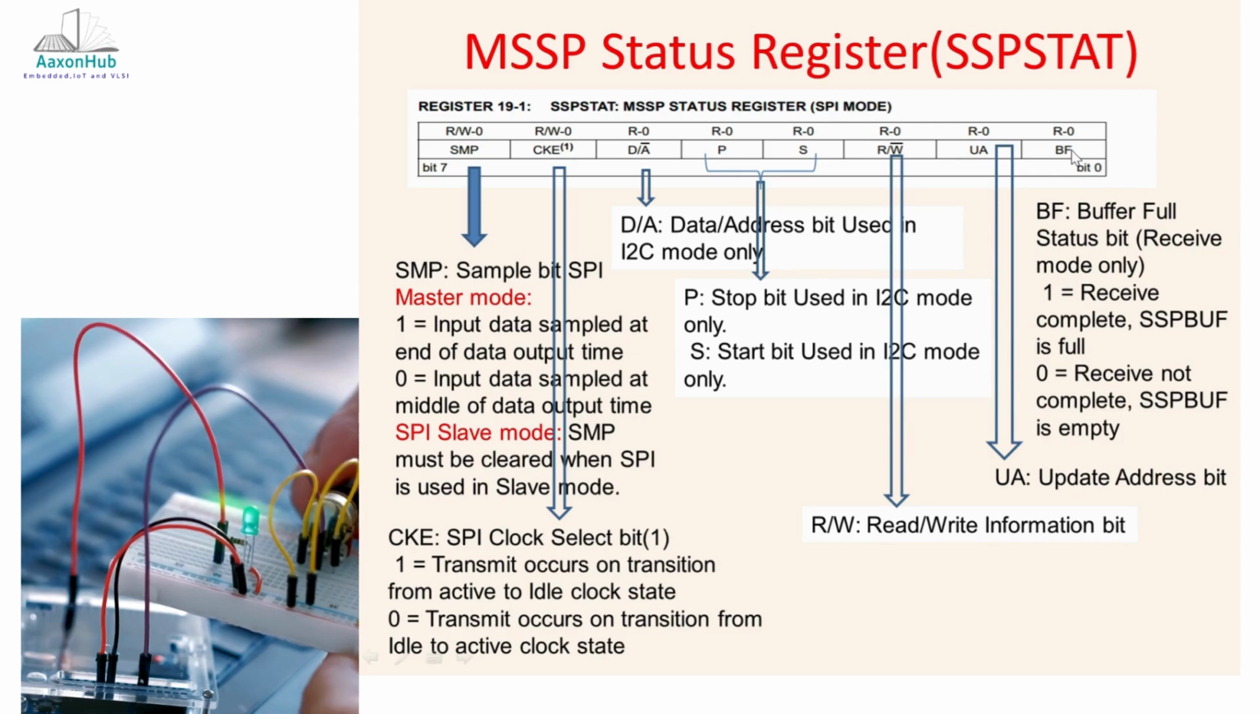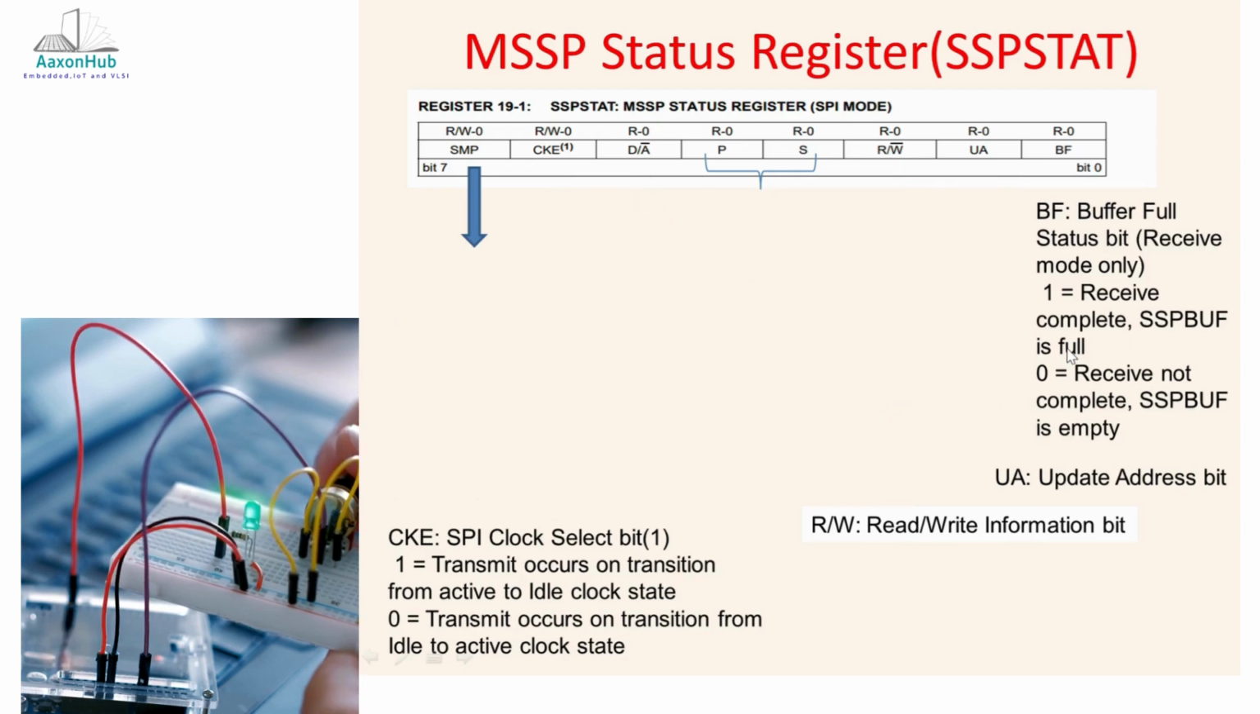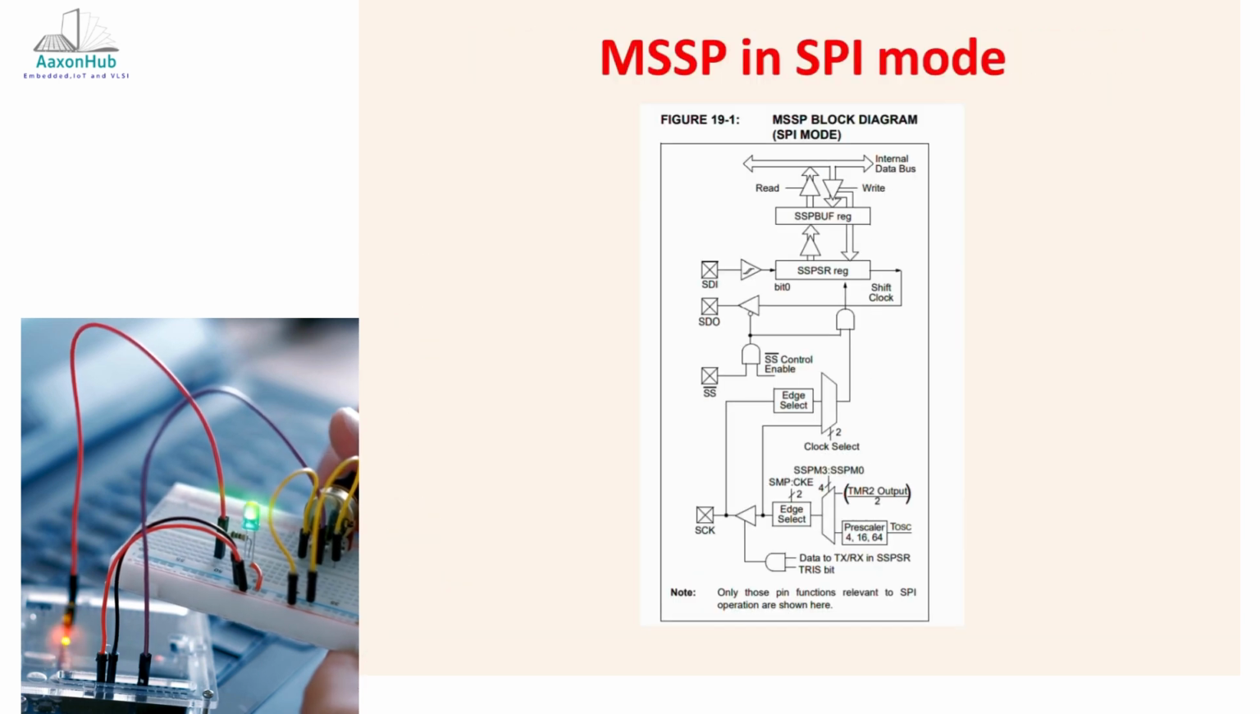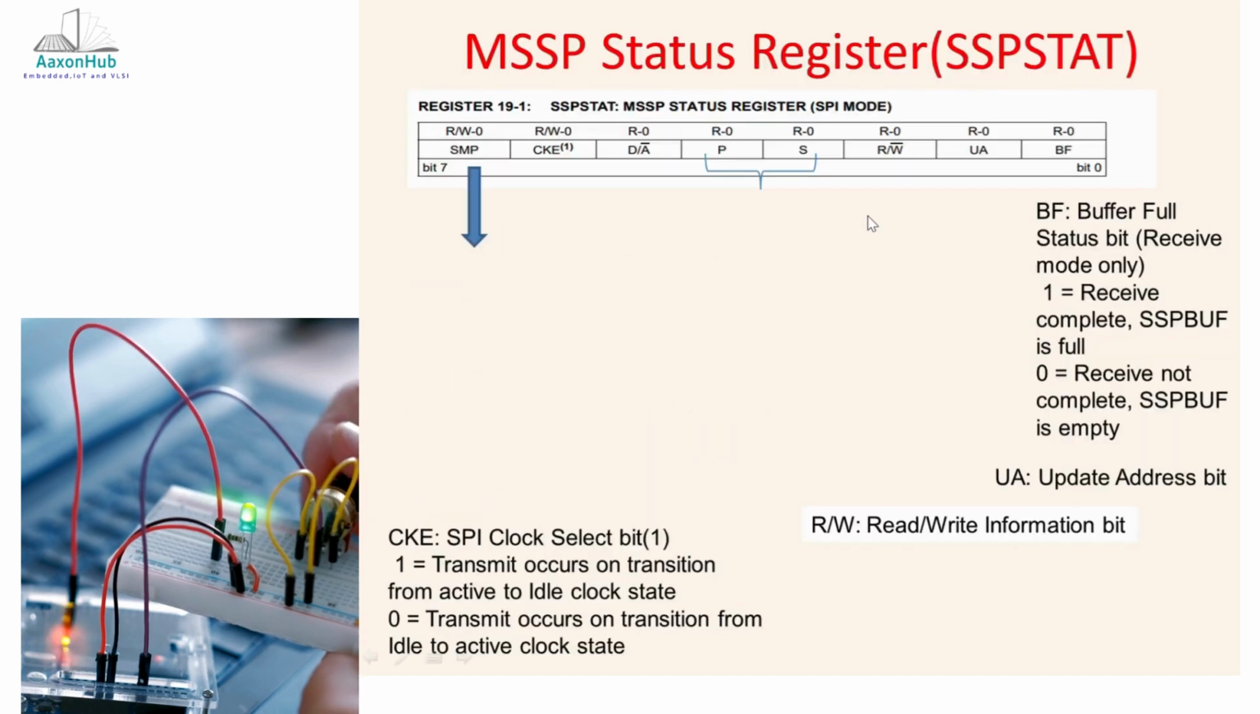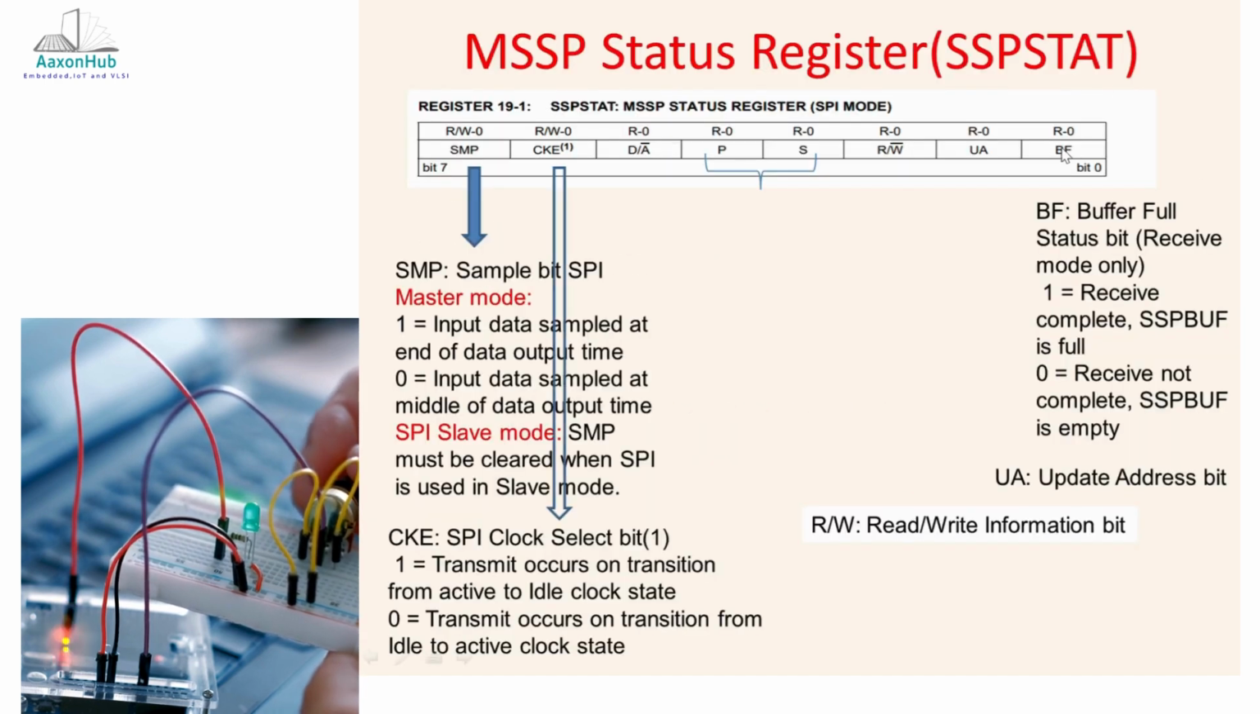Next is the indication of whether the buffer is full or empty. When this bit is 1, the indication is that your SSPBUF is full. This particular block in the diagram, the SSPBUF, whether it is full or empty, will be identified using the BF bit, which is nothing but the buffer full and empty status.